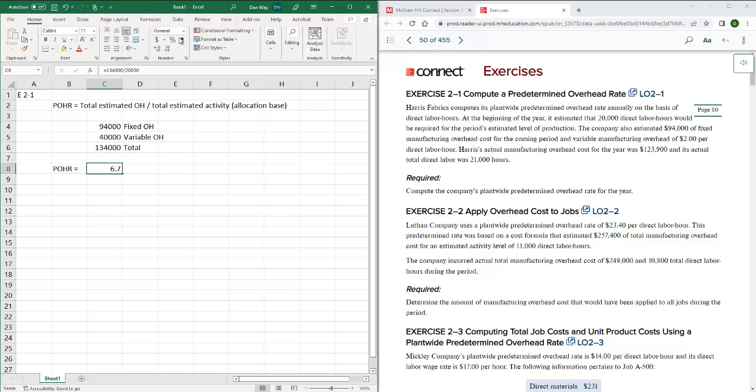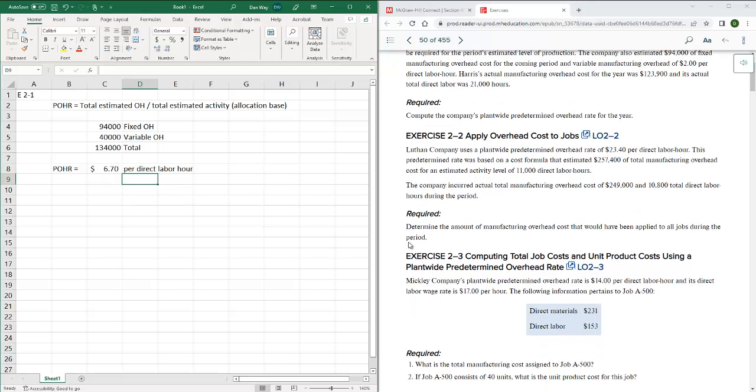And I'll push that out to a dollar sign here just to be extra clear. And then keep in mind what our unit of measure is there. That's $6.70 per direct labor hour. So for every direct labor hour we worked throughout the period, or that our staff worked, we'd be applying overhead at this rate of $6.70 per hour.